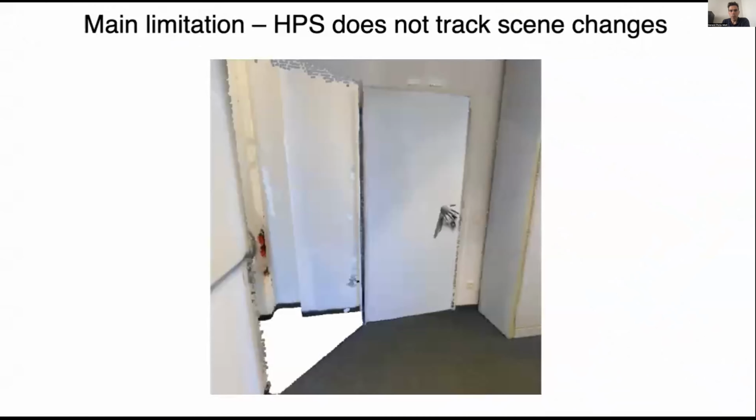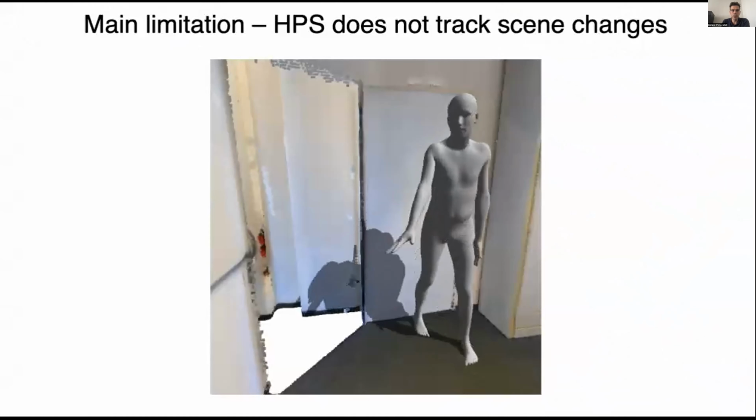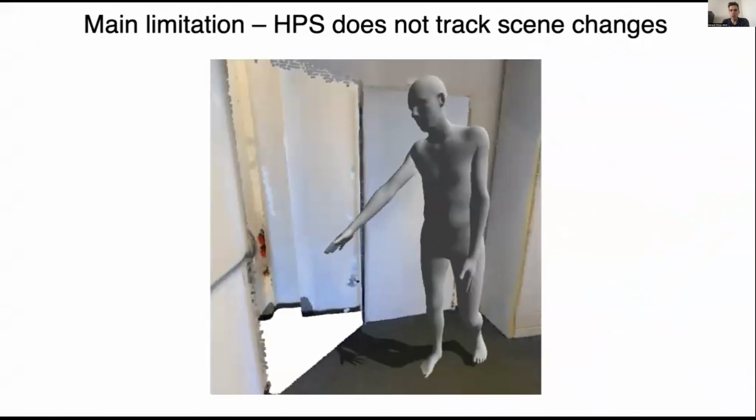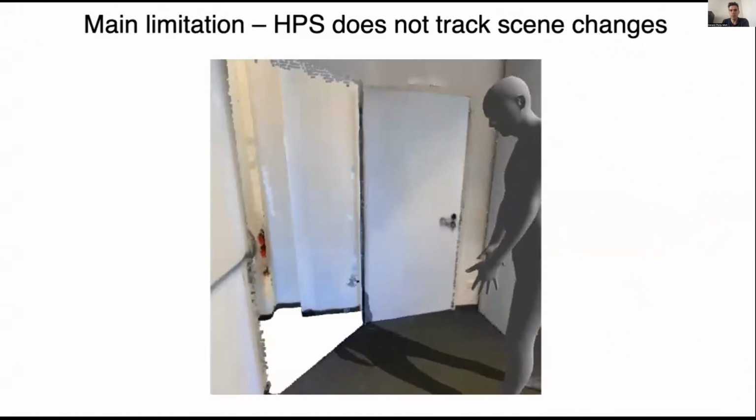So there is one obvious limitation, and I was mentioning this before: we can track the human, but we could not track the changes in the scene. So you can see here that the person is opening the door, but the door is not being opened. And by the way, this hole that you see on the left is because when we 3D scanned the scene, the door was open, so you cannot reconstruct what was occluded by the door. So don't be confused by this.